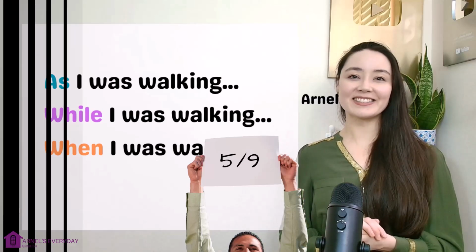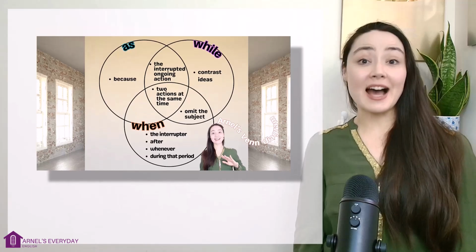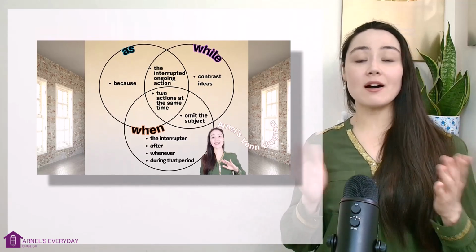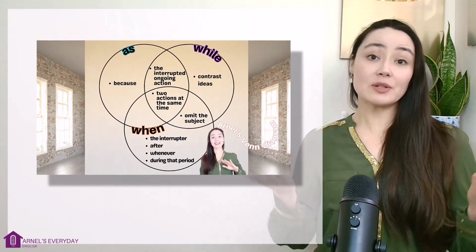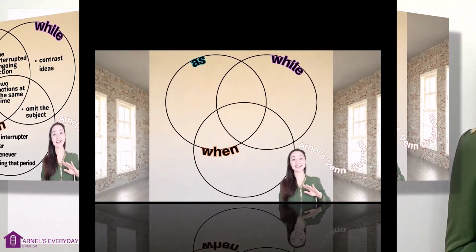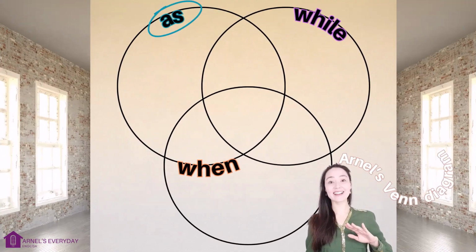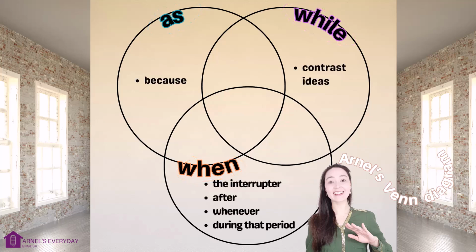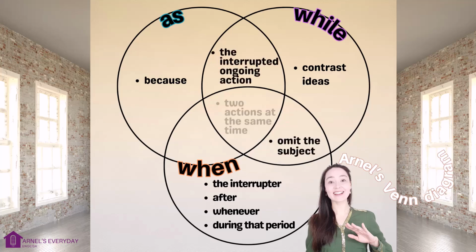Let's start with the Venn diagram. That way you can see all the steps we need to go through in today's lesson. Here we have as, while, and when. They each have their own independent functions. Sometimes 2 can be used in the same way. And here in the middle, they have the same function. Let's start with this. 2 actions at the same time.